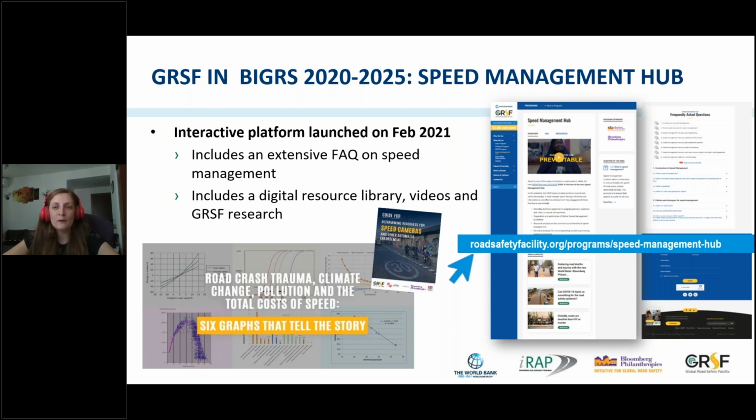So in February 2021, so just several months ago, we were able to launch an interactive speed management hub platform where the GRSF team provides evidence-based road safety knowledge to help manage speed through infrastructure interventions, effective enforcement, targeted awareness measures, and vehicle technology, among others. The Speed Management Hub also allows the wide dissemination of frequently asked questions, or FAQs, on speed management, together with a rich library, latest news, and best practices on this topic. And I strongly encourage you to follow the link on your screen for more information about our Speed Management Hub.